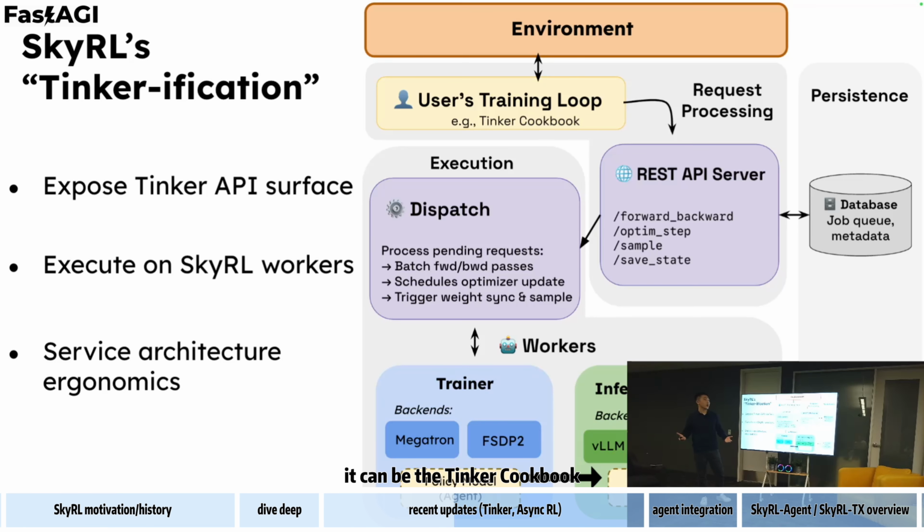It can be the Tinker cookbook, which is a cookbook that was released with the Tinker product. With that entry point, it's going to call those REST API server APIs, like forward, backward, optimizer step, sample, save state. Those API requests are dispatched into an engine, and that engine will batch the forward backward passes, schedule optimizer step, or trigger weight sync or sampling. Those requests are in turn executed by the worker implementation, which again is the same trainer and inference engine that we saw on the earlier slides.